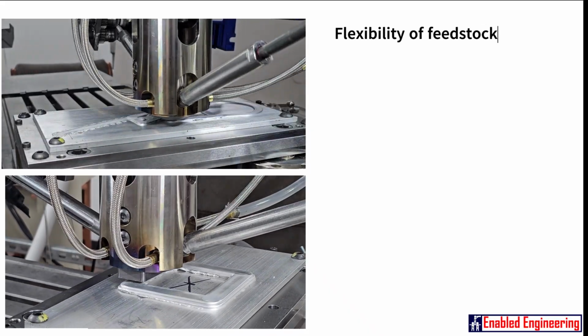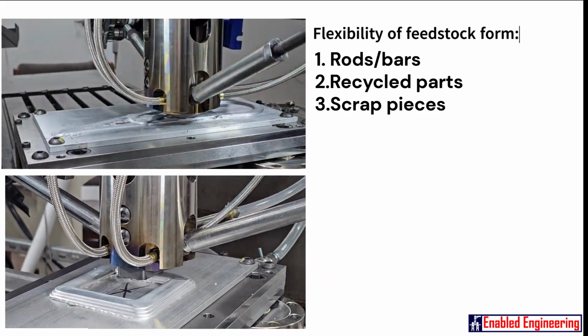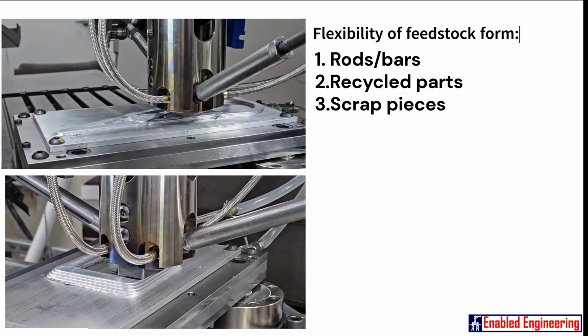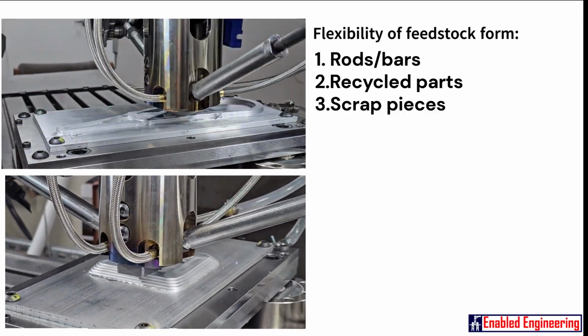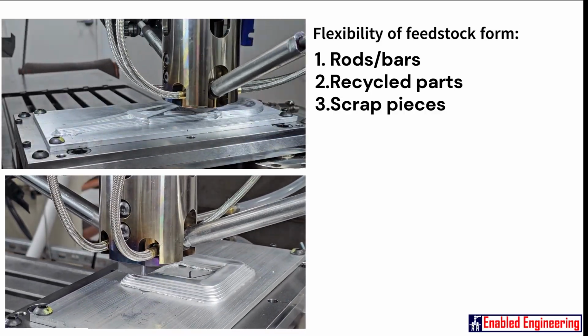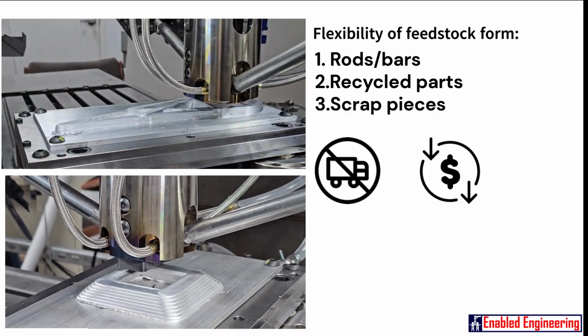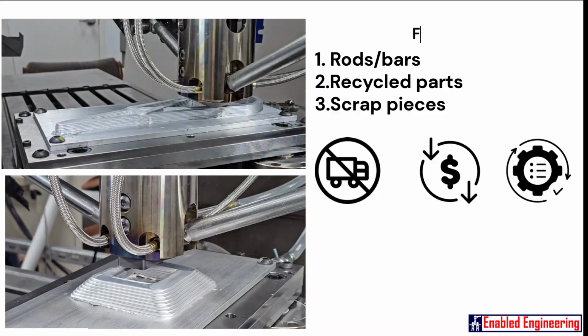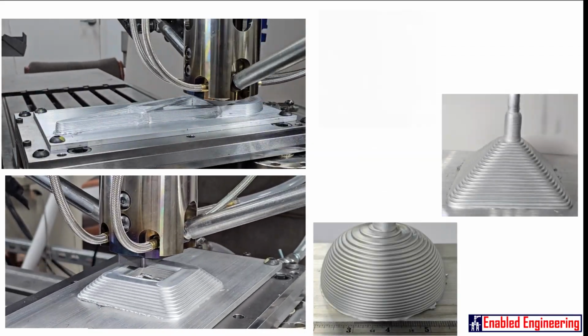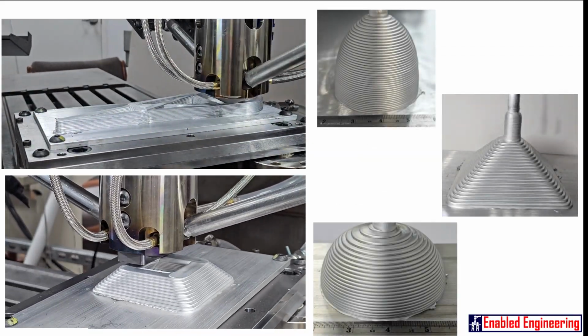Flexibility is at the core. SolidStir accepts nearly any form of metal as feedstock: rods, recycled parts, or scrap pieces. That means less need for shipping material into the field, reducing cost and increasing readiness. SolidStir creates near-net-shaped components in a variety of sizes, down to a 1/4 inch.